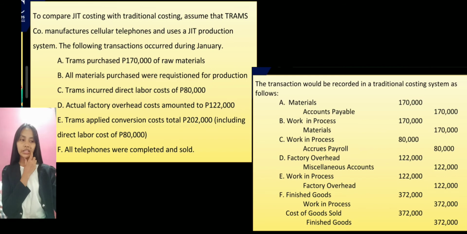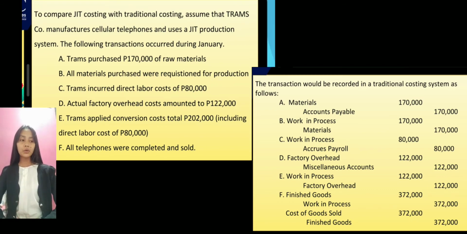So, here in letter E, in this transaction, ang trams daw po ay nag-apply na ng conversion cost amounting to 200,000, including, or kasali na po dito yung direct labor sa previous transaction or sa letter C na transaction. Ito po yung utang ng trams sa kanilang workers o sa kanilang employees. Ito po yung salaries ng employees na hindi pa po nababayaran ng trams. So, 80,000 po kasali na dito sa transaction E.